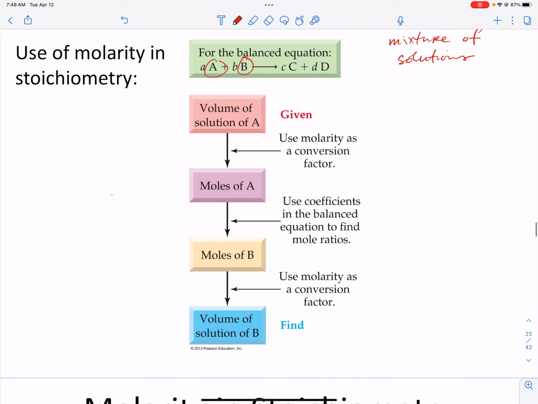Okay, so if we have the volume of a given solution, substance A, we can use the molarity to convert to moles of substance A. Then we use the coefficients in the balanced equation to find the mole ratio, and we use that to convert from moles of A to moles of B. And then we can use the molarity of substance B to figure out what volume of solution B we maybe want to react with a particular volume of solution A.